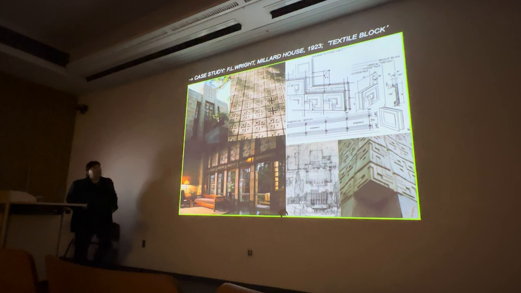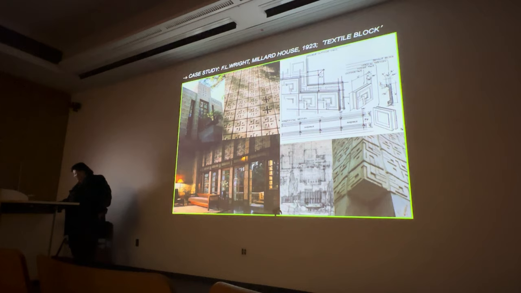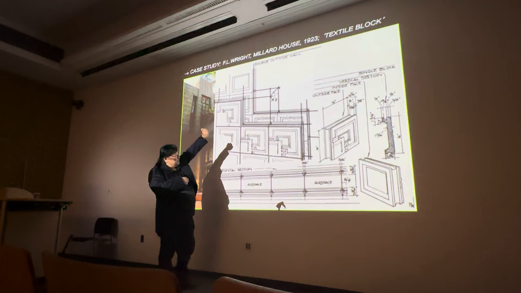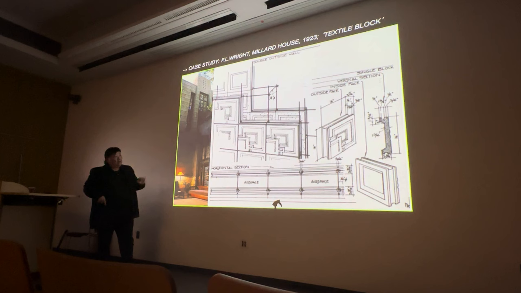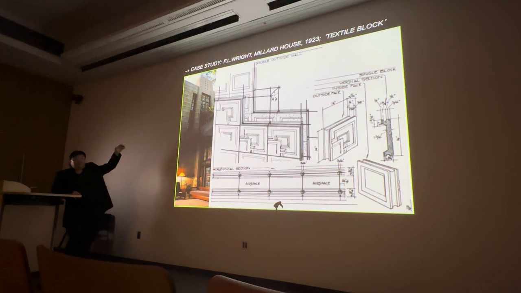Then we have Frank Lloyd Wright, the Millard House, 1923, and his other houses. They use textile blocks, which, if you look closely, that is the textile block that is reinforced. You can actually use metal, steel wire can be run through them, to give it extra reinforcement. This type of construction proved to be very durable. Also great for earthquakes too. I mean, one of the Wright houses, the Imperial Hotel in Japan, did pretty well.